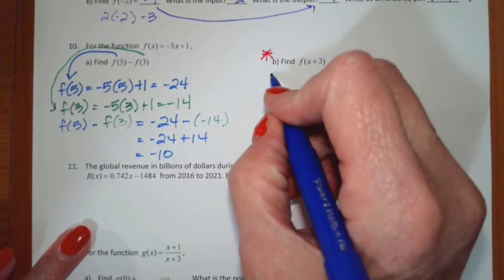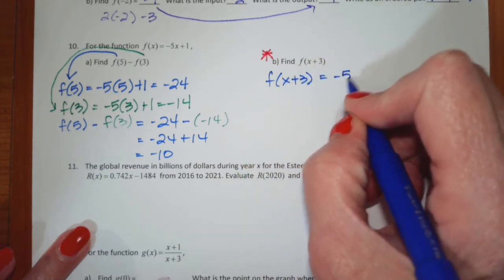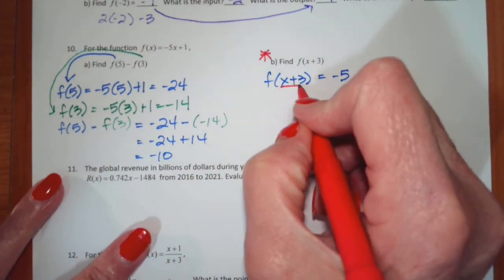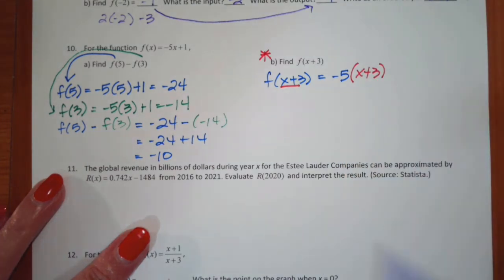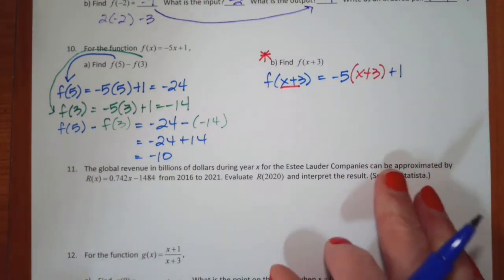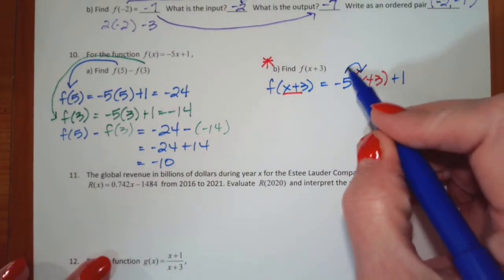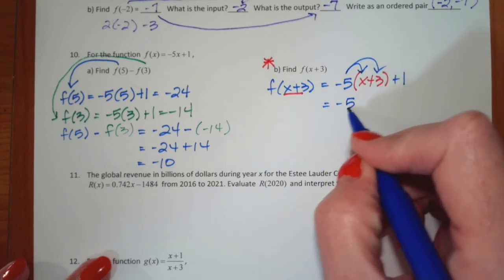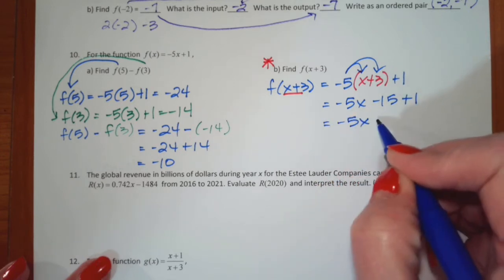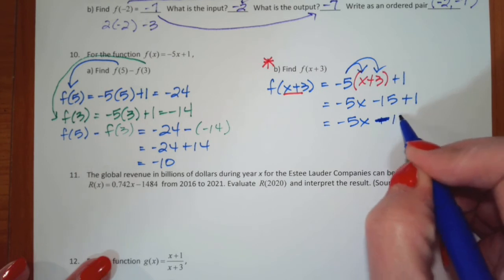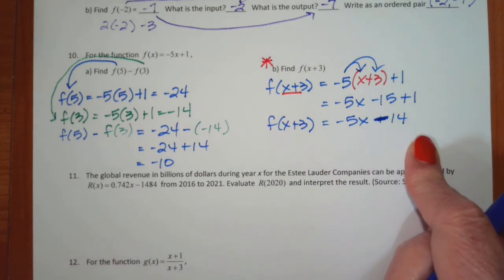So if I find f of x plus 3, then that's going to be negative 5, and I'm going to replace x with x plus 3, plus 1. We're still dealing with the same function. Okay. Now I still need to simplify it, so I can distribute. That gives me negative 5x minus 15 plus 1, which gives me negative 5x minus 14. So f of x plus 3 is equal to an expression.